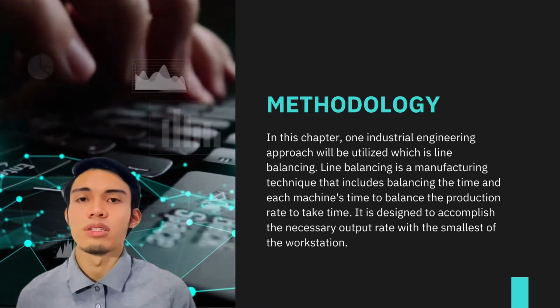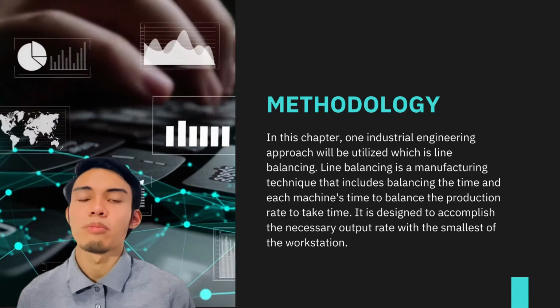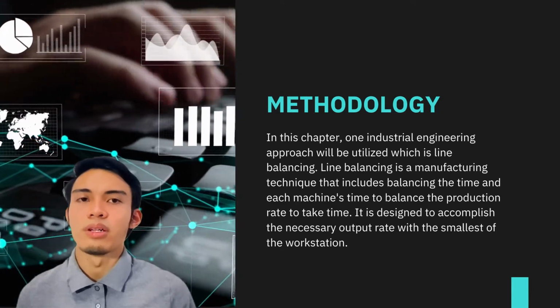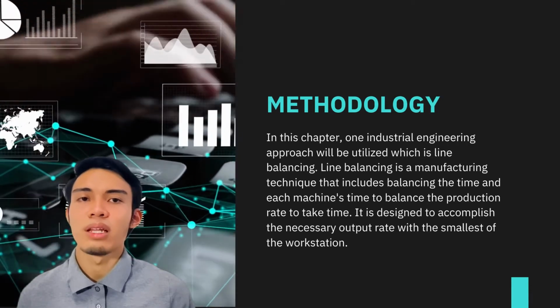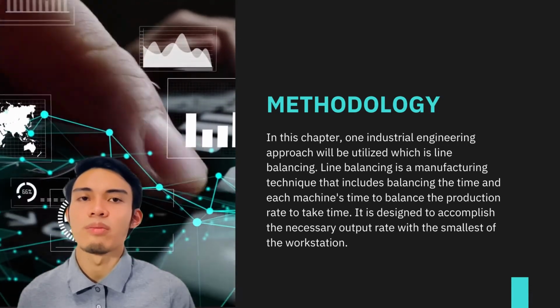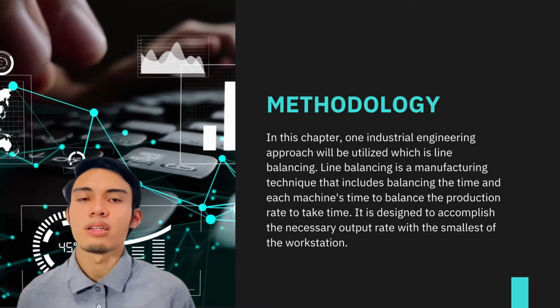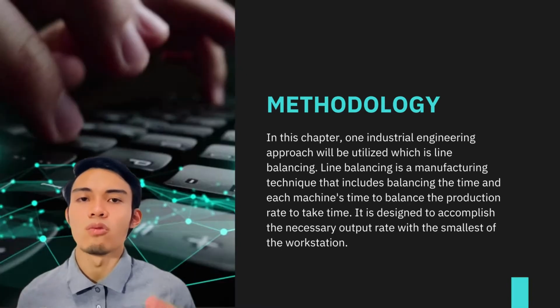For the methodology part, one industrial engineering approach will be utilized, which is line balancing. Line balancing is a manufacturing technique that includes balancing the time of each machine to balance production to task time. It is designed to accomplish the necessary output rate with the smallest number of workstations.